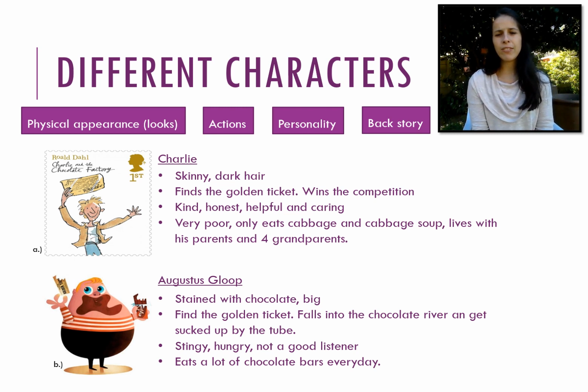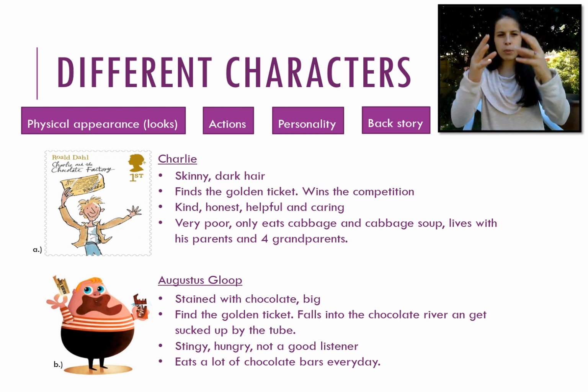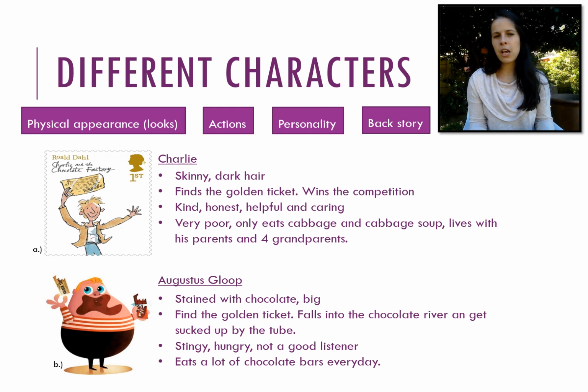Then for actions, he finds the golden ticket, he falls into the chocolate river and gets sucked up by the big tube. If you mention anything else, like he just eats and eats and eats, then that's fine. But remember, his main action in the story is that he goes to the chocolate factory and then falls in the river and eventually has to go home.